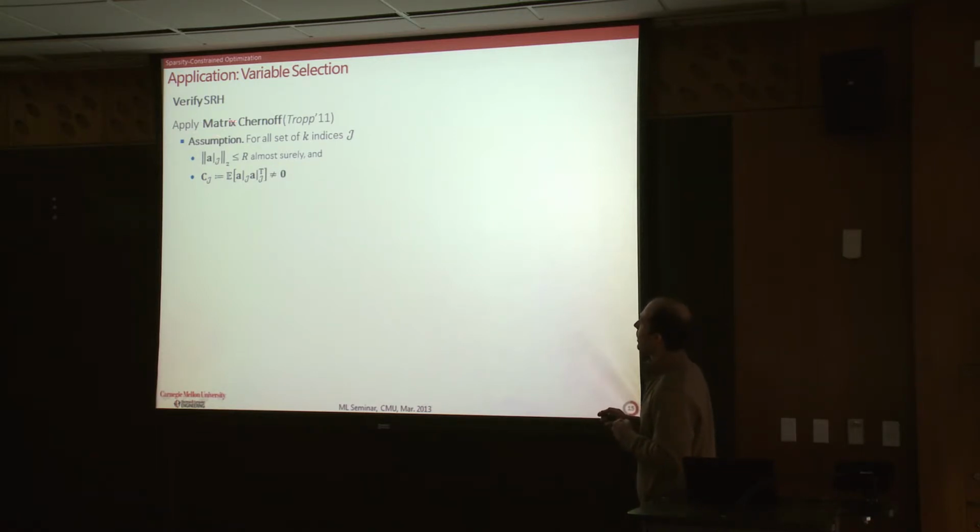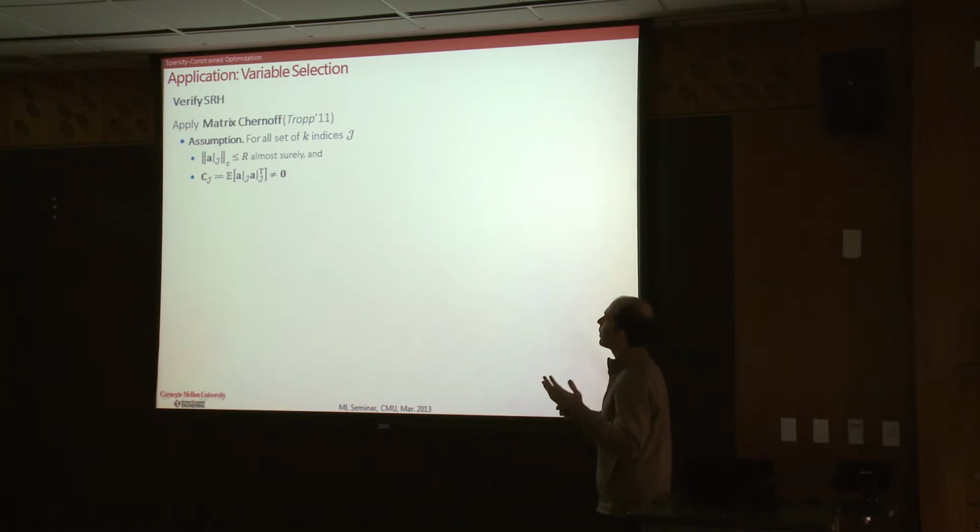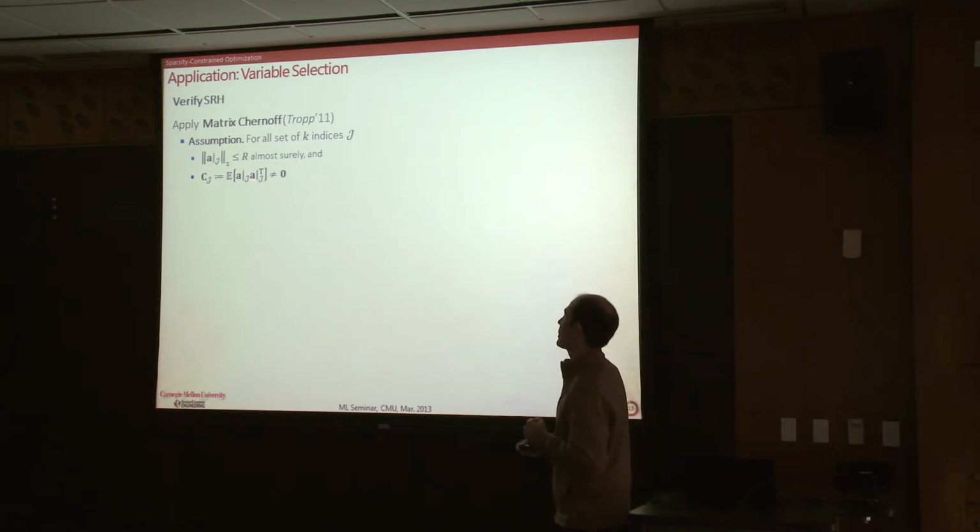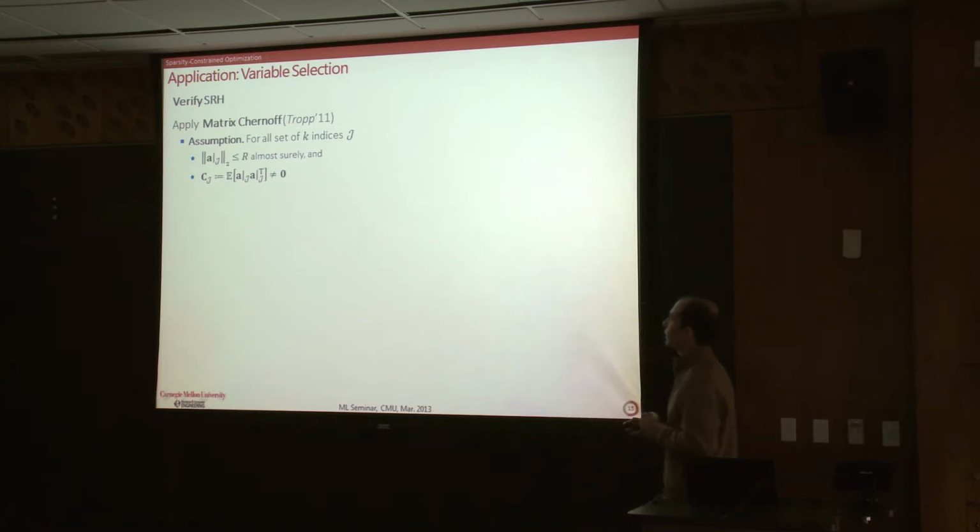And this theorem makes some assumptions on the vectors that you have in the matrix, in the design matrix that I listed here. So they must be bounded almost surely. If you apply those assumptions in our problem, it implies that the restriction of the vector into any k indices has bounded length almost surely, and the restriction of the covariance of A is non-zero.